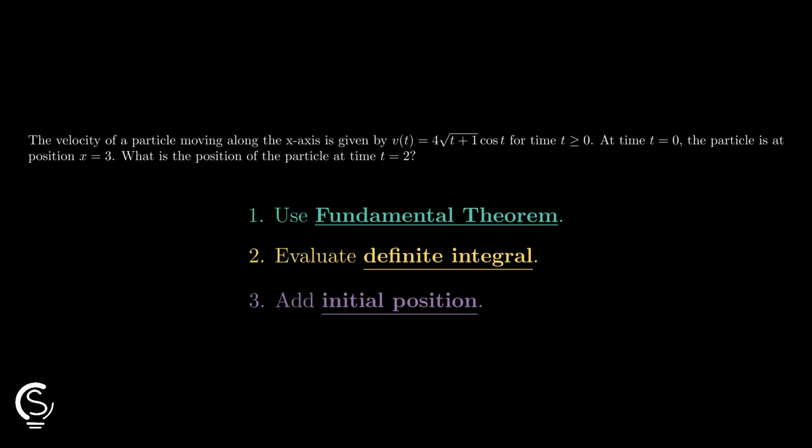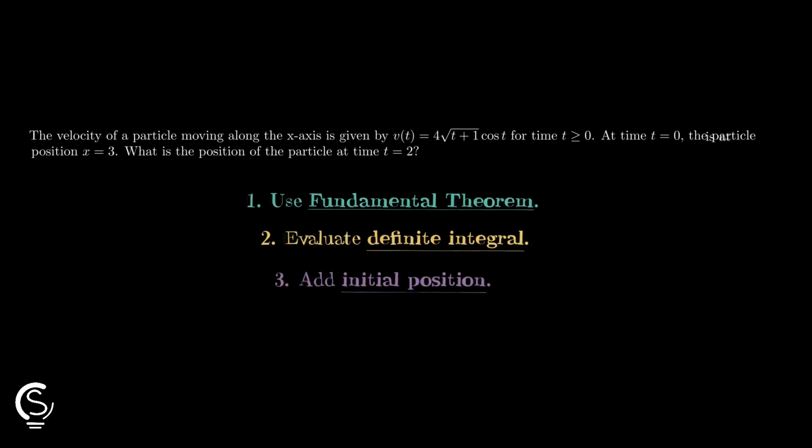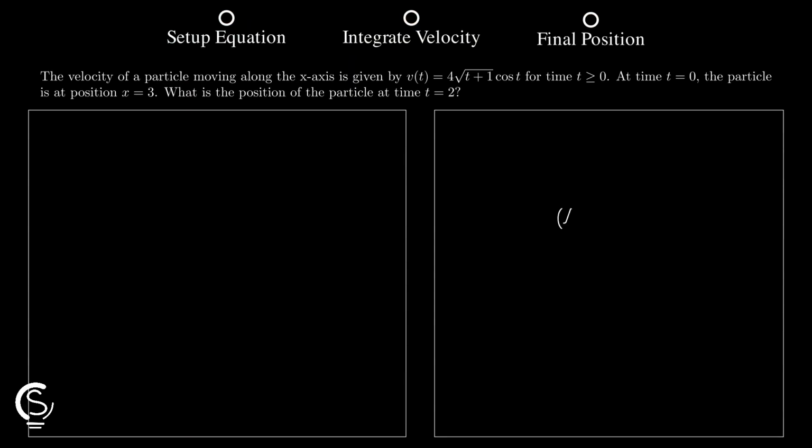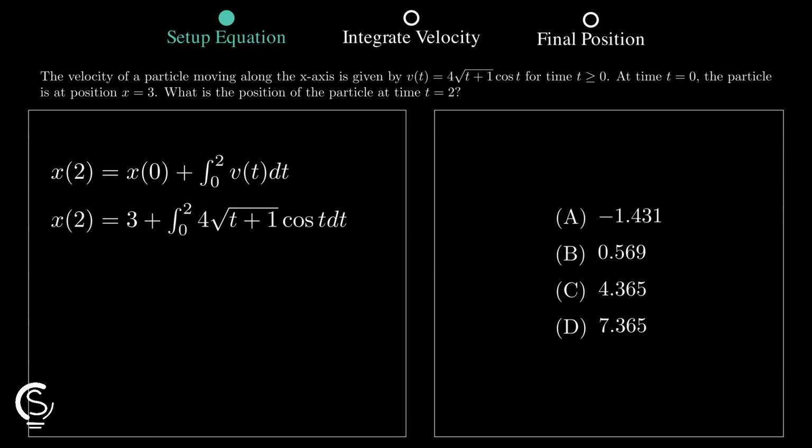Calculus problems involving particle motion can be solved quickly by using the Fundamental Theorem of Calculus to relate velocity and position in just 3 simple steps. To find the position at time 2, we start with the initial position at time 0 and add the net change in position, which is the integral of velocity from 0.